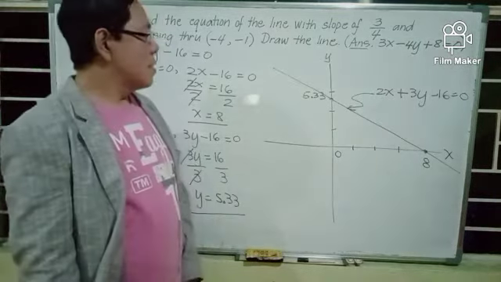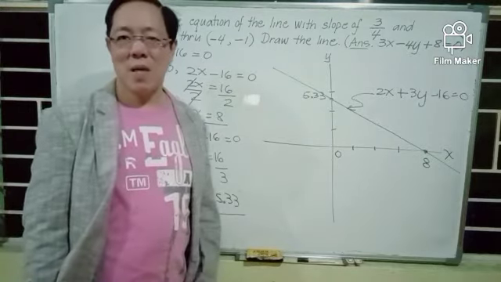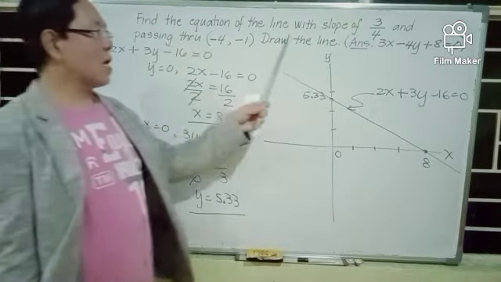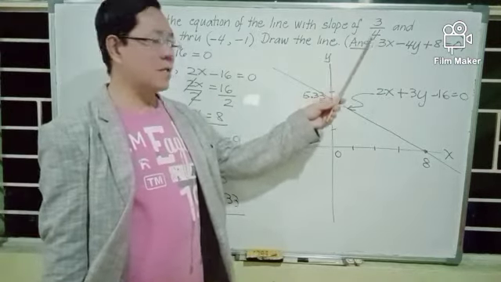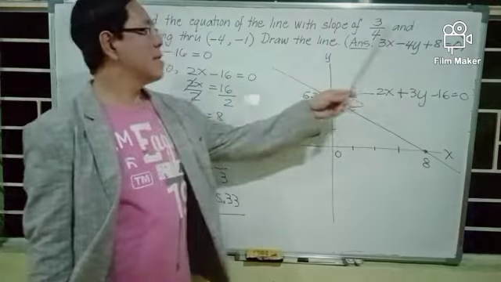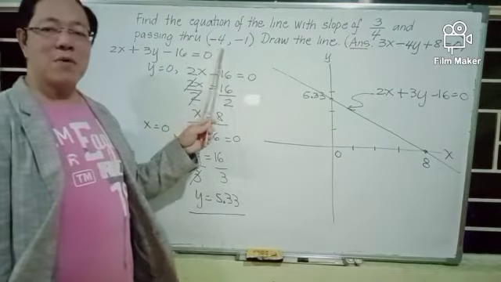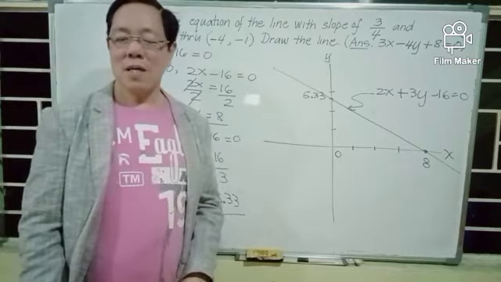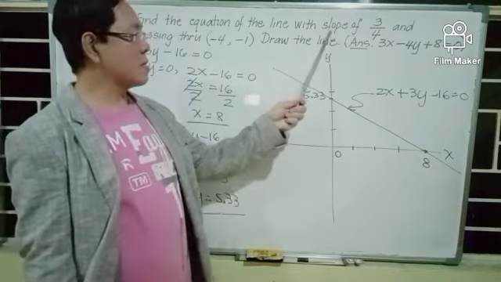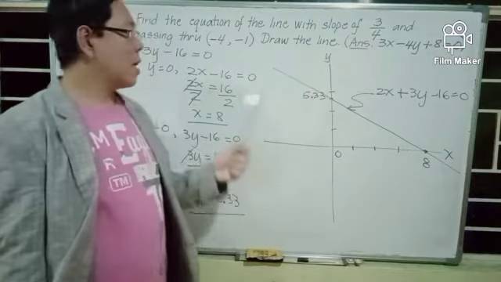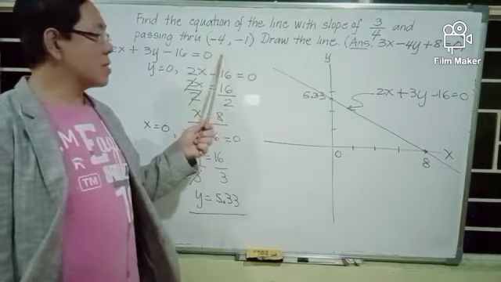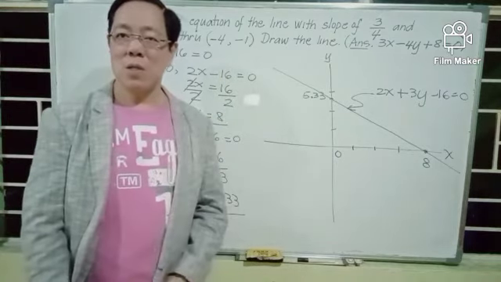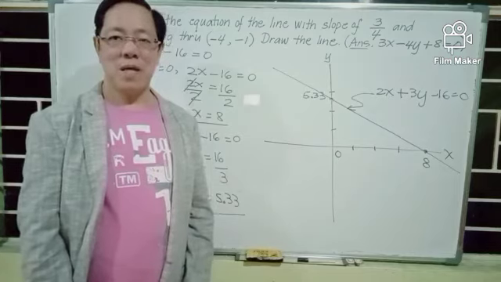2/3. Now for your practice, please try the following problem. Find the equation of the line with a slope of 3/4 and passing through -4, -1. Draw the line. Again, the given in this problem is the slope of the line 3/4 and 1 point on the line with coordinates -4, -1. Thus, you will make use of the slope point form of equation of the line.